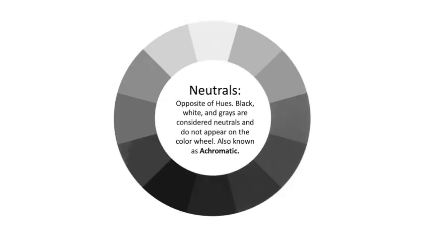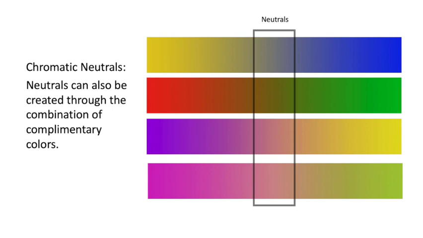Achromatic neutrals. Opposite hues, black, white, and grays are considered neutrals and do not appear on the color wheel. These are also known as achromatic. Neutrals can also be created through the combination of complementary colors. These are your optical grays. Artists can use neutral colors to create an illusion of shadow and distance. Optical grays can also be used to create shadows in an image.